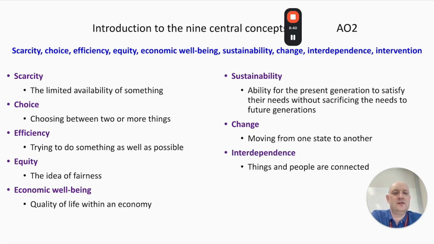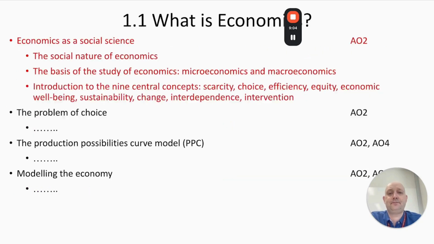Interdependent means that things and people are connected. An example using the smartphone market is when consumers buy something, that affects the company that you buy it from. So pretty much everything within econ is going to be interdependent. One decision is going to affect someone else. And then intervention is when governments get involved in markets. When we study micro and macro, we'll go into that in a lot more detail.